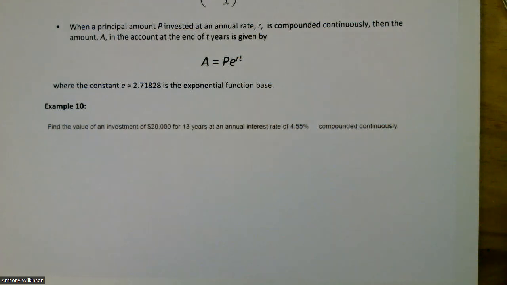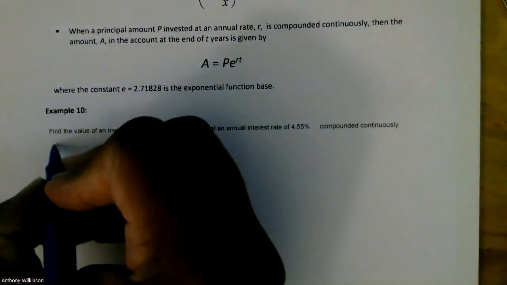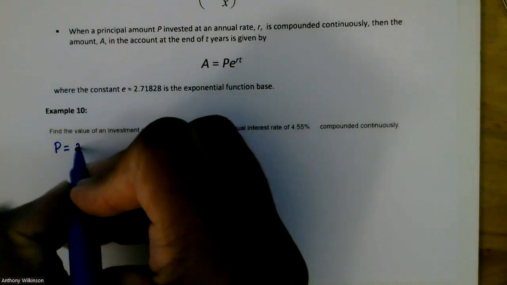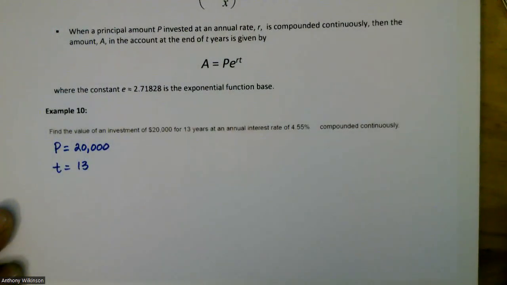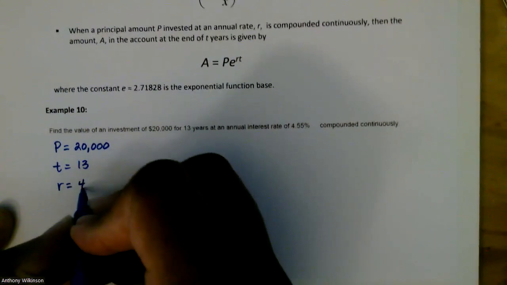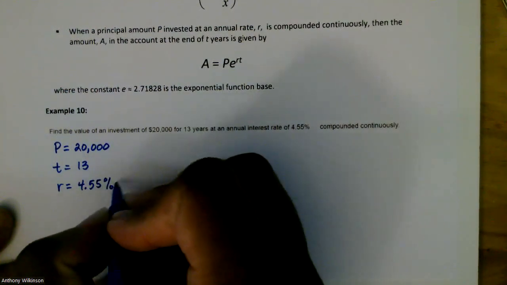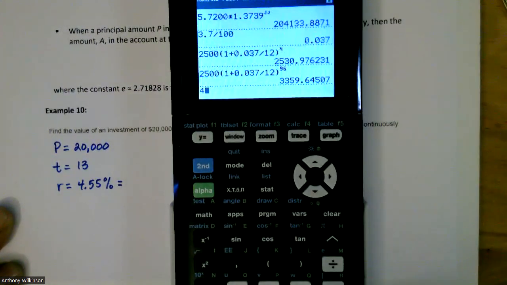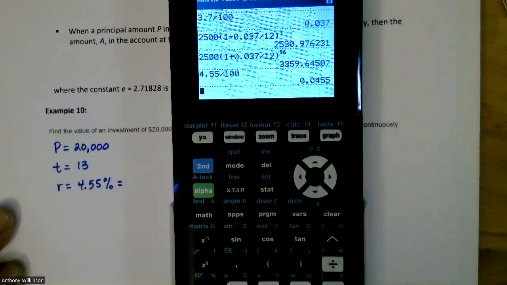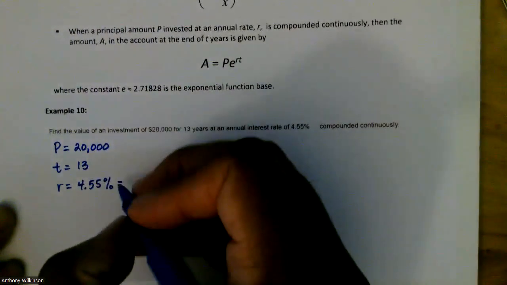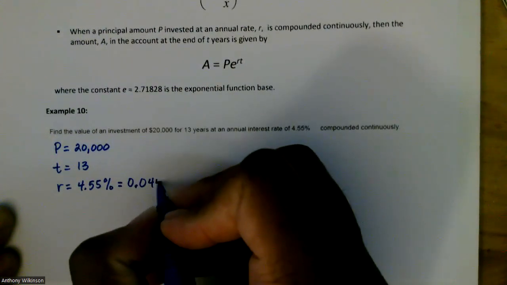Find the value of an investment of $20,000 for 13 years at an annual interest rate of 4.55% compounded continuously. So here we have a principal of $20,000. The time is 13 years, and it's in years, of course. The annual interest rate of 4.55%. Now, we need to convert that to a decimal. Let's say 4.55, divide that by 100, would be 0.0455. So your rate in decimal form is 0.0455.